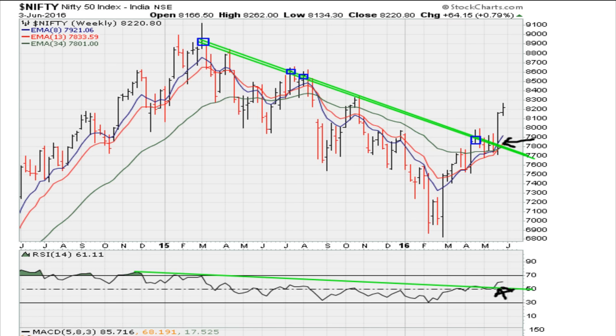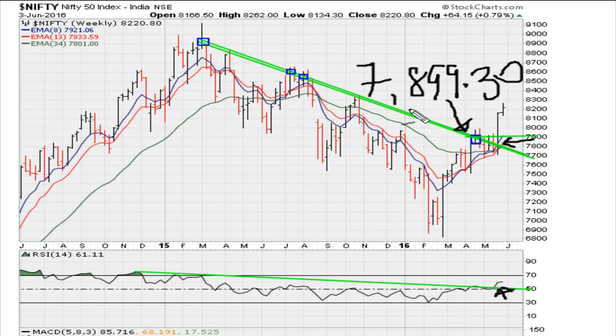Also, we cleared this daily closing high, the previous daily closing high for 2016, and the level that the market needed to move above, and it has already done so, was 7899.30. So we moved above that level there, and obviously as long as the market is above 7899.30, maybe the market has a chance of moving higher. So all those are positives that somebody can use to continue holding and expecting higher prices.